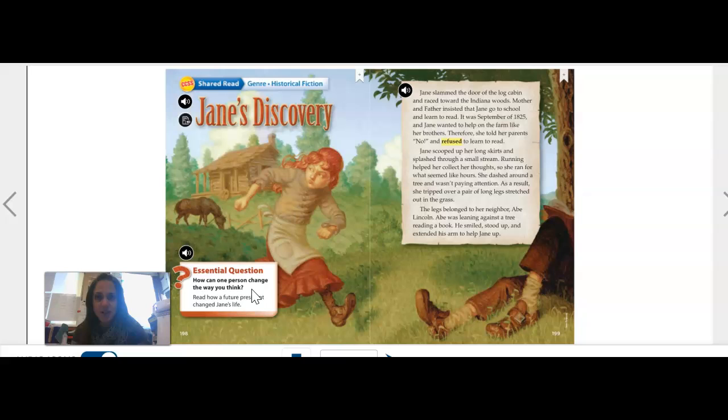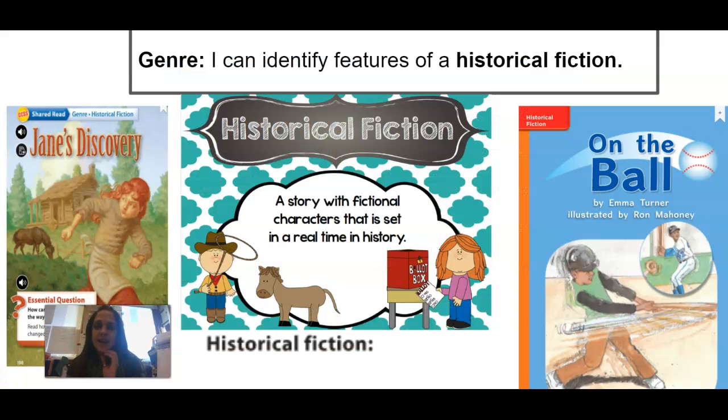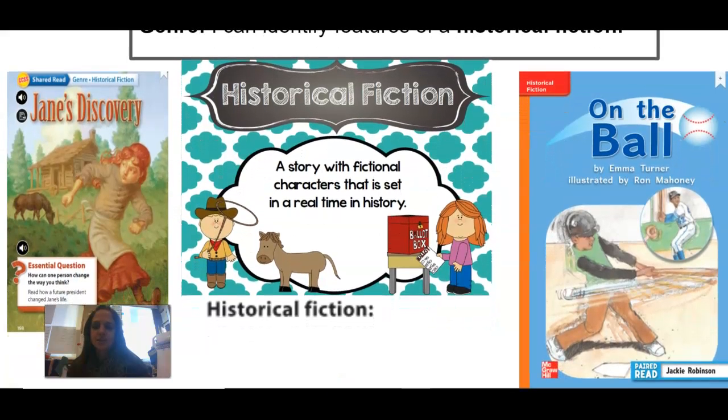So let's go back to our questions now that we have close read our text, looking for features of a historical fiction. Now, I can always go back in the video as a third grader and use this anchor chart to help me remember the features of a historical fiction. You can use your Google Slides to help you remember the features of a historical fiction.